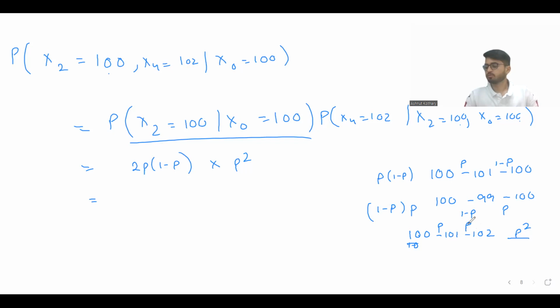From 100 to 101, this will happen when Yt takes the value 1. So probability p. 101 to 100, this will happen when Yt takes the value minus 1. Probability of that is 1 minus p. So p into 1 minus p. Similarly here, first from 100 to 99, Yt should take value minus 1. So 1 minus p is the probability of that. And then from 99 to 100, Yt should take the value 1. Probability of that is p. So this becomes my answer, 2p cubed into 1 minus p.